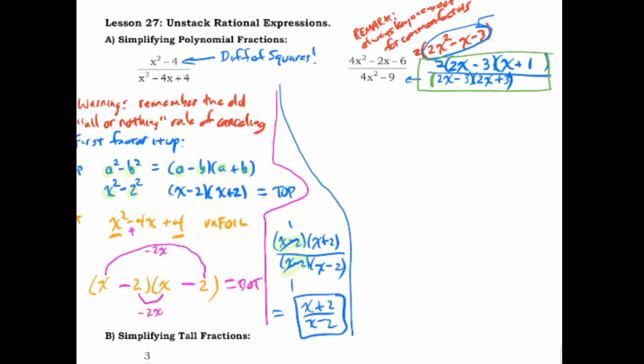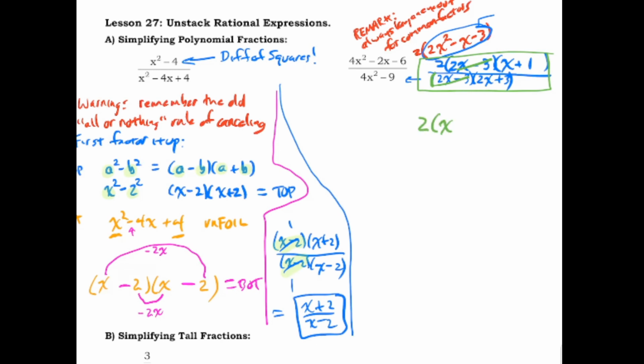Notice I can cancel these two bubbles. The 2x minus 3's can cancel out. And I guess that's all that's going to cancel out. There's nothing else that cancels, right? This 2 doesn't cancel with anything on the bottom, again, because it's all or nothing. And that's it. So that's your answer, actually.